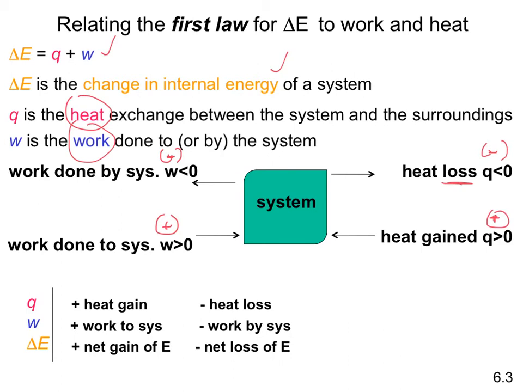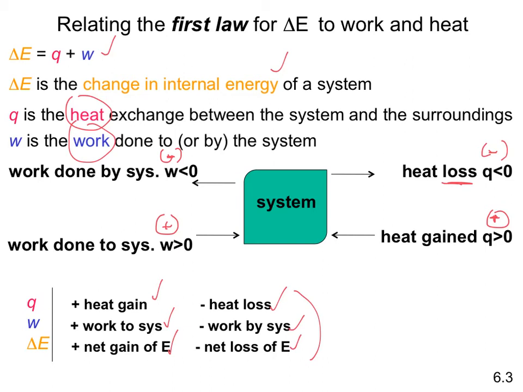So we have a nice little handy-dandy chart over here that represents the expectations of what will happen. If heat is gained, so your Q is positive, and work is done to the system, you know that you're going to get a net gain of energy. So your delta E is going to be positive. If you lose heat and the work is done by the system, you know that you're going to get an overall loss of energy, so your delta E will be negative.